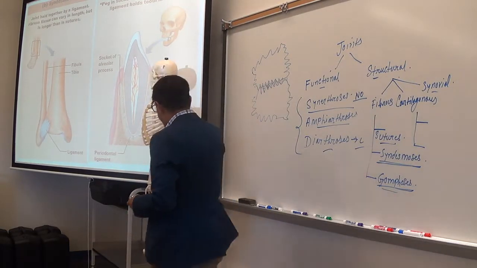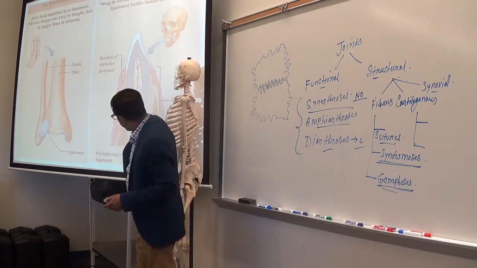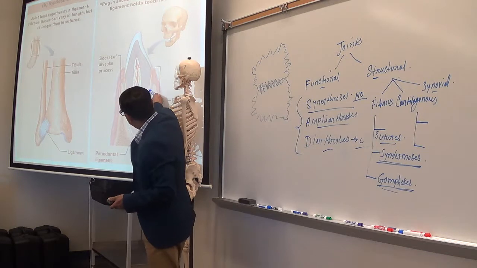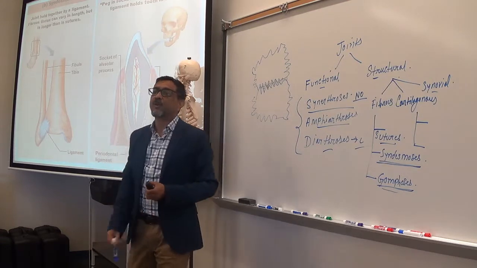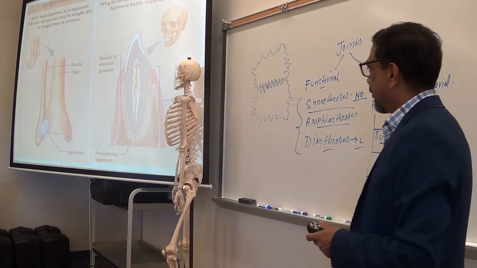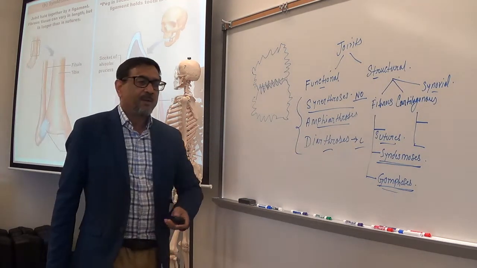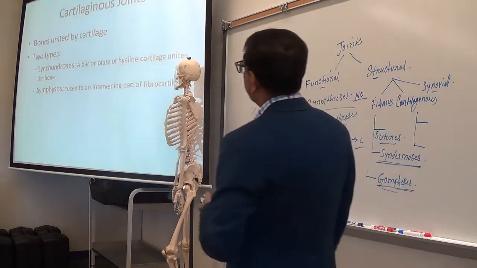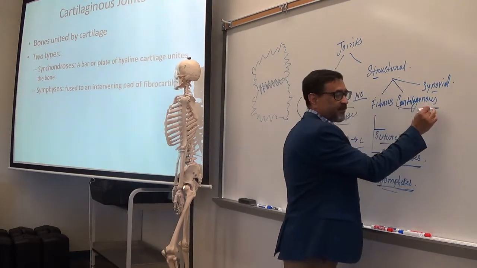And gomphoses, you see here, this is a tooth and this is the bony socket in your jawbone, and the tooth is attached to the bony socket by this ligament. You need to know this name. This is called the periodontal ligament. So in gomphoses, that ligament, which is a fibrous structure, holds the tooth and the bony socket together. So those are three types of fibrous joints. Now we'll see cartilaginous.